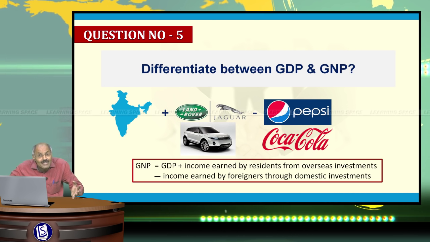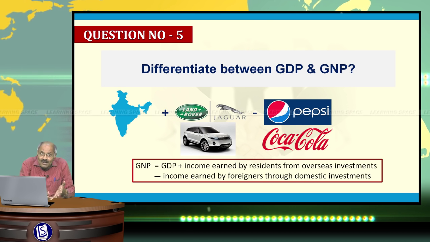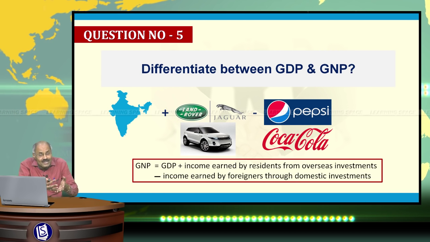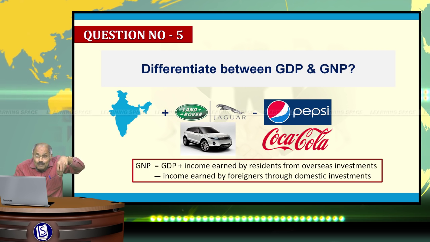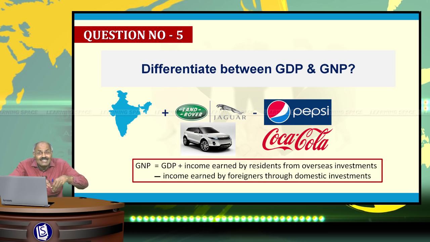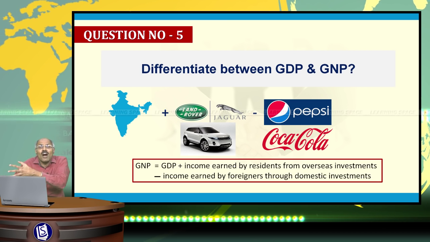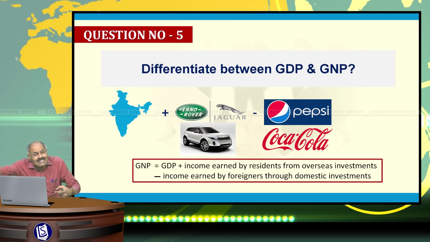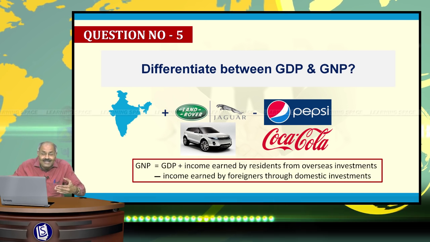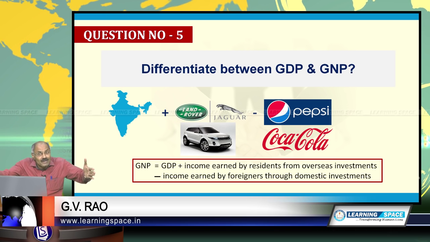So, GDP is the total value added within the geographical boundaries of the country in goods and services, and gross national product is the goods and services produced by the nationals of the country. Whether they are produced inside the country or outside the country, it doesn't matter. So, whatever goods and services are produced by foreigners in our country is to be subtracted. Whatever goods and services are produced by Indians abroad is to be added. That is the beauty of gross national product. So, this differentiates GDP and GNP.